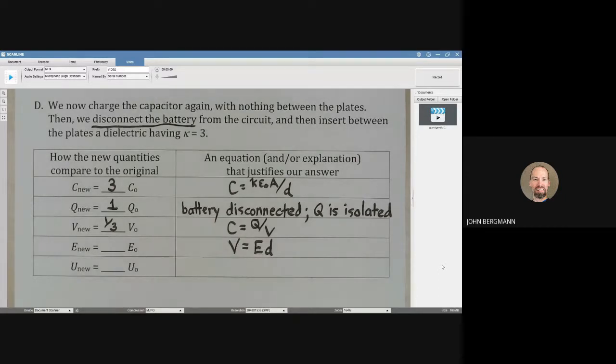How about that equation right there? The voltage is 1/3 of what it was. The plate separation has stayed the same. We haven't messed with that. Therefore, the electric field that we have now is only 1/3 as strong as what it was.